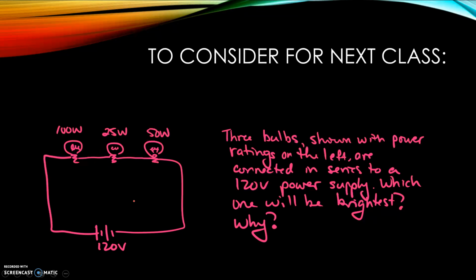So if you put 120 volts across this one, it's going to dissipate 100 joules per second. This would dissipate 25 joules per second. This would dissipate 50 joules per second, but they're in series. So I'll let you think about the consequence of that when it comes to the voltage drop across them. And the question is, which one will be brightest and why?